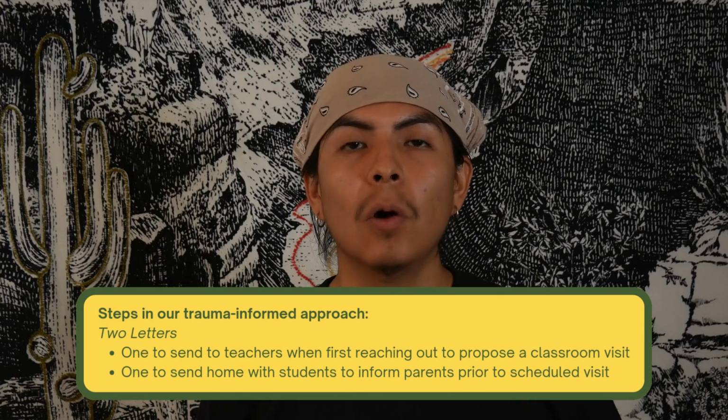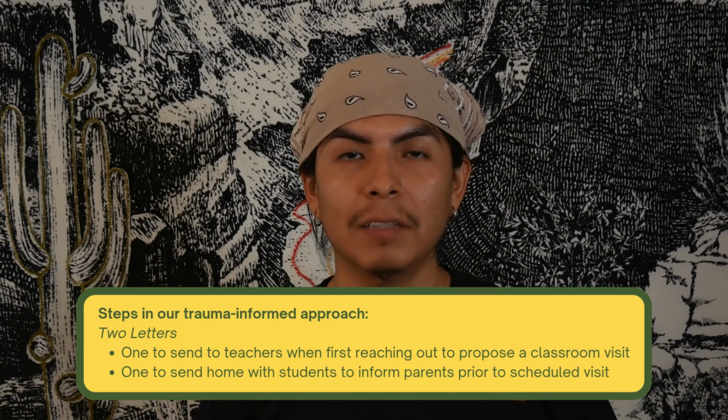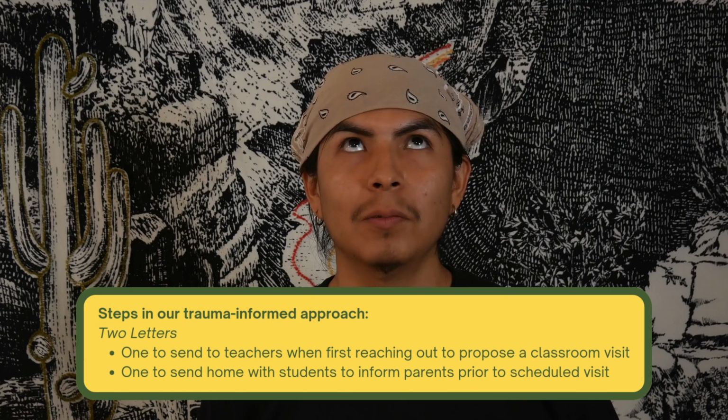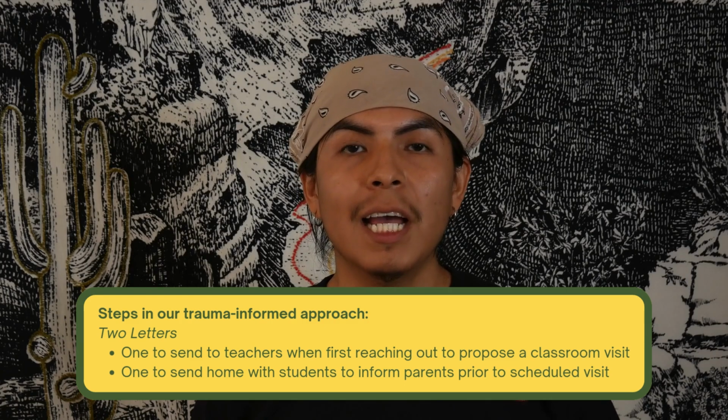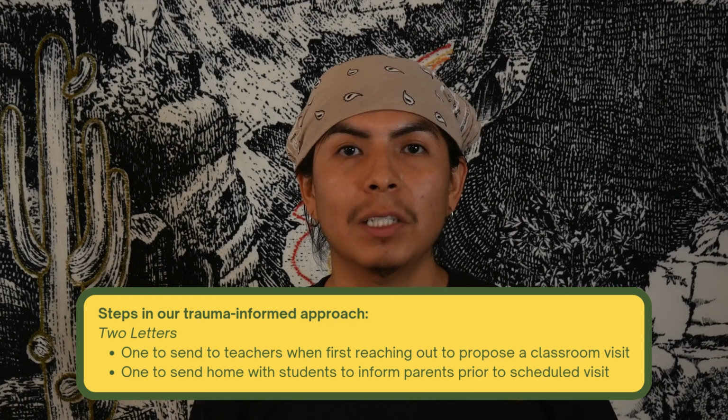There are 2 letters, one to be sent to teachers during the early stages of outreach and one to be sent home with students to inform parents. This is a good thing to keep in mind while you are teaching, as affected students or teachers may want to still hear the lesson.